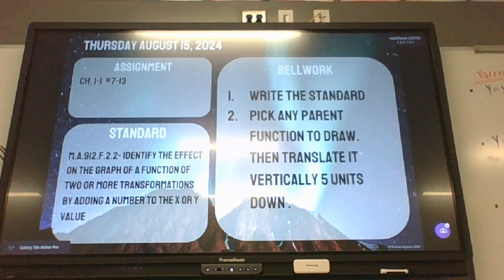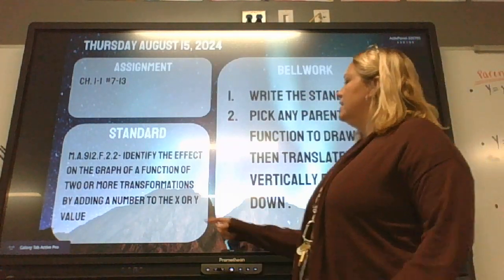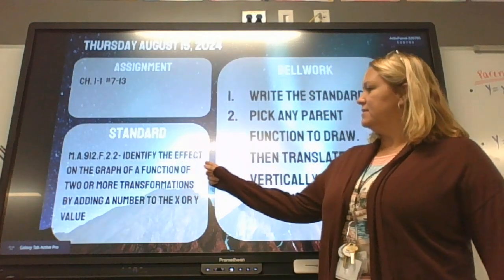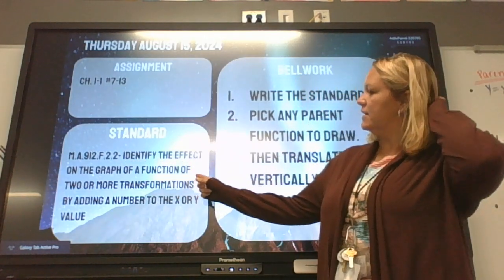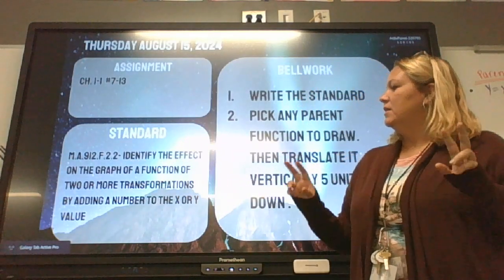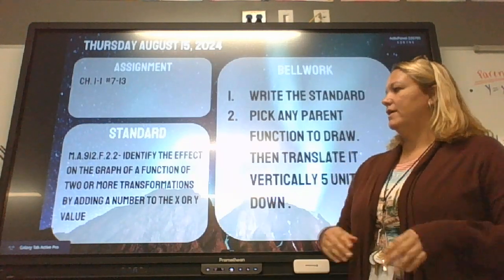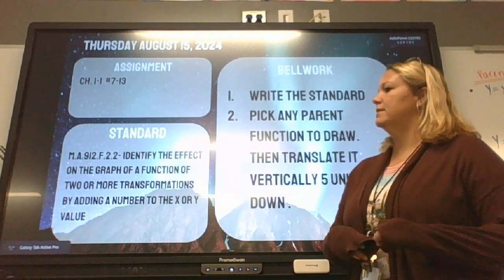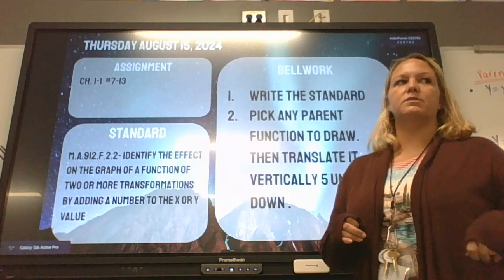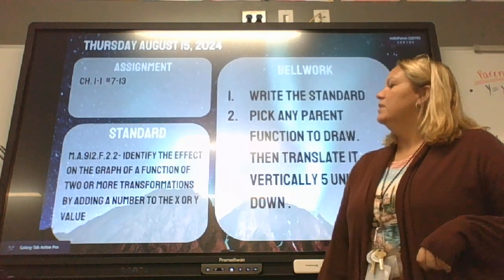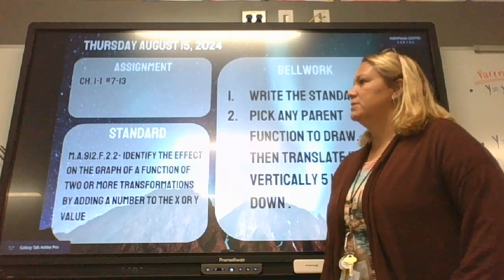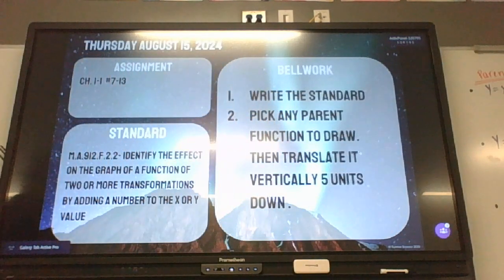All right, so 2.2 very much related to 1.1. Identify the effect on the graph of a function of 2 or more transformations by adding a number to the x or the y value. So we're going to look at the graphs that you looked at yesterday on the handout. We're going to do even more transformations. So still really using this vocabulary here and adding to it.